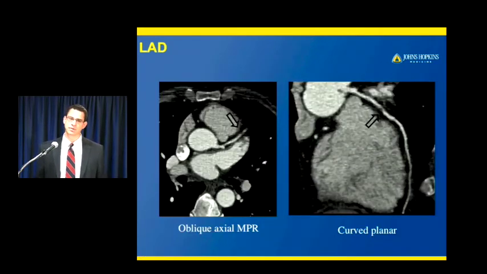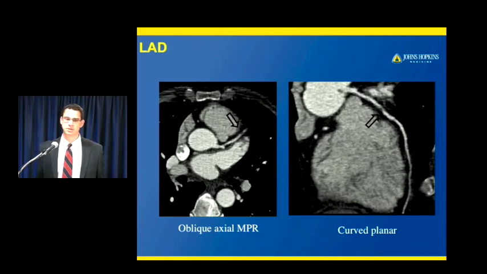Here's just an example of an LAD in a patient. This patient has some stenosis denoted by the arrow here. This is soft plaque. The patient was symptomatic, having accelerating angina symptoms. And this patient ended up going to coronary catheterization and getting this fixed.